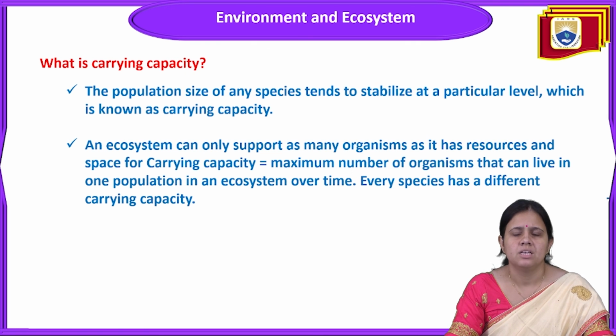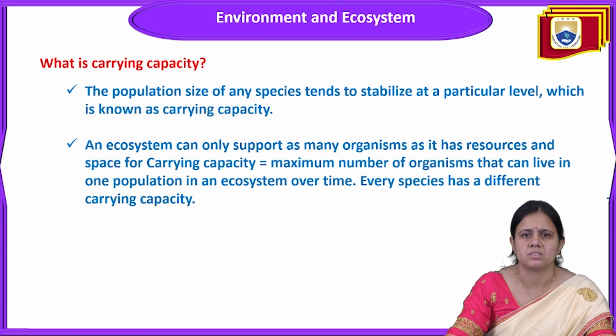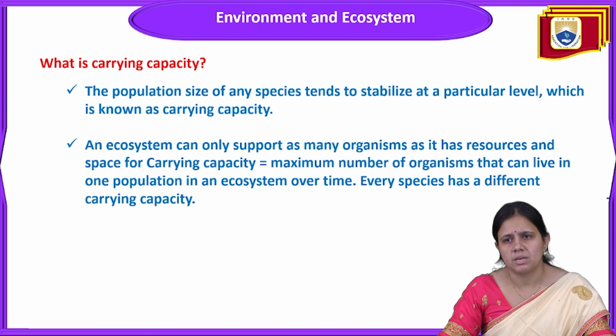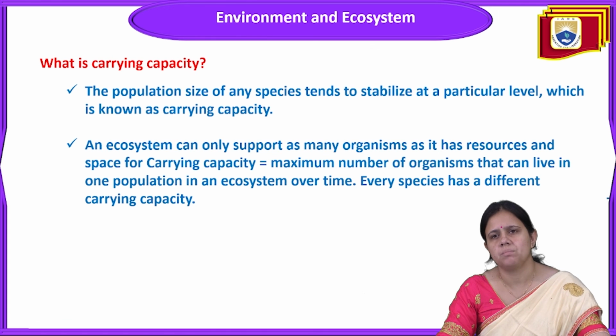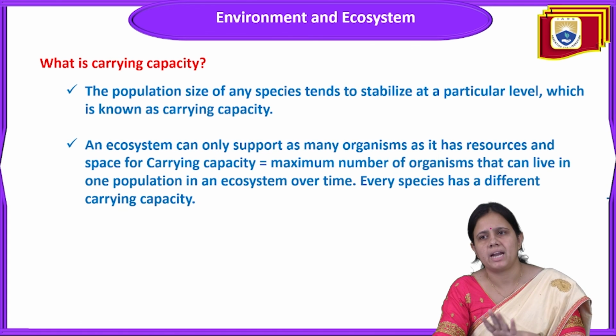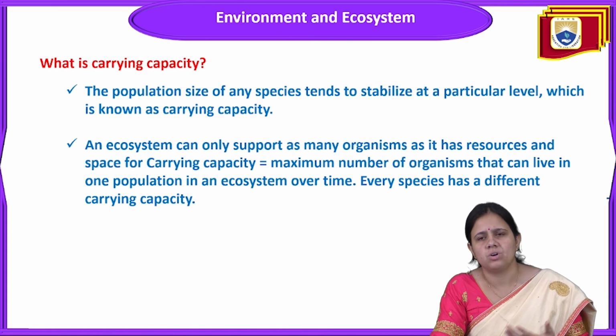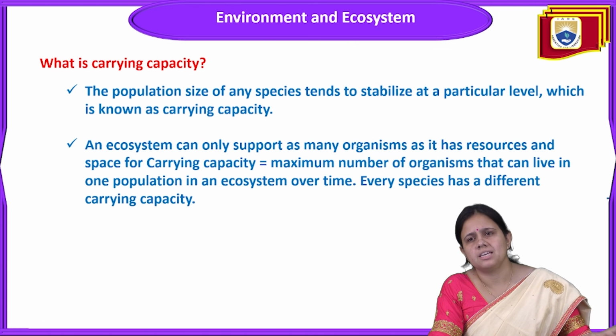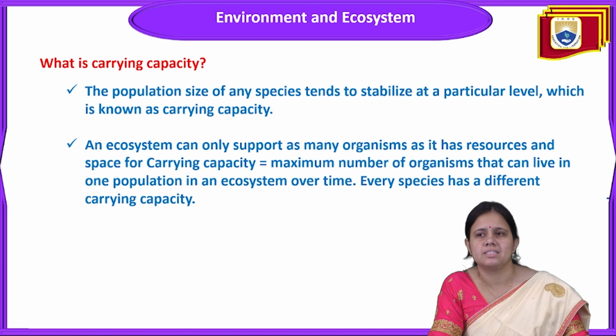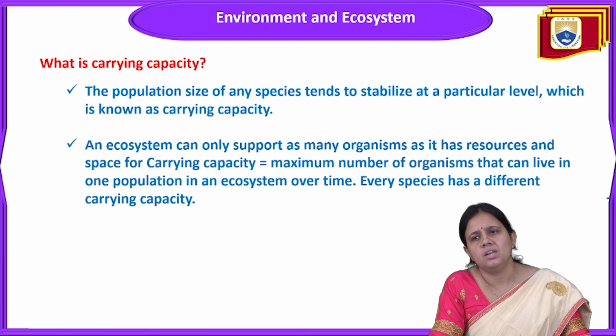The population size of any species tends to stabilize at a particular level, which is known as the carrying capacity of the ecosystem. And every species has its own carrying capacity. An ecosystem can only support as many organisms as it has resources and space for that particular species. So carrying capacity is equal to the maximum number of organisms that can live in one population in an ecosystem over time. Every species has a different carrying capacity.